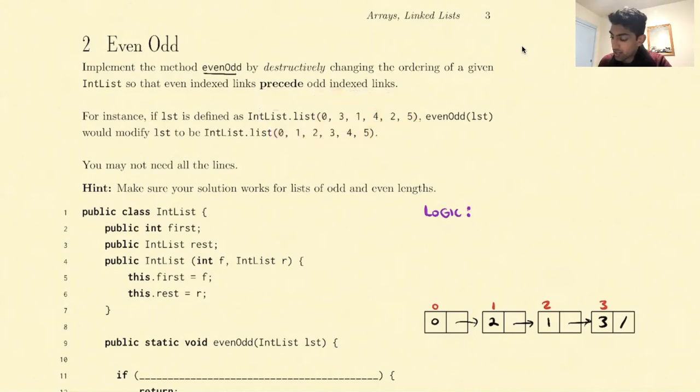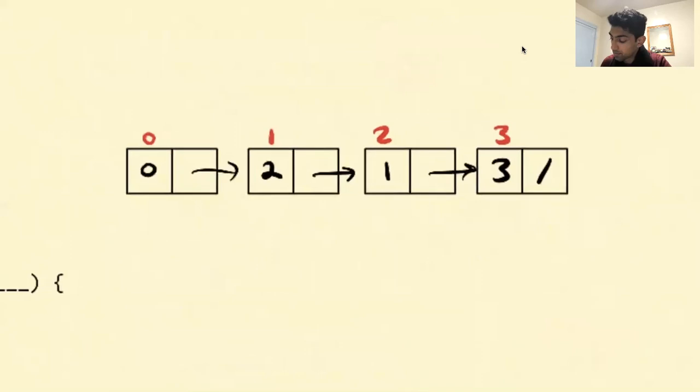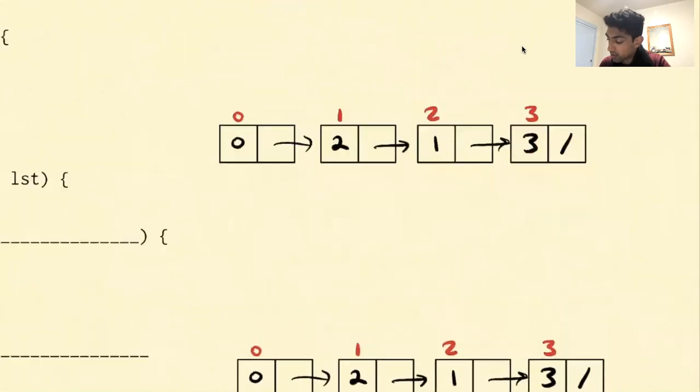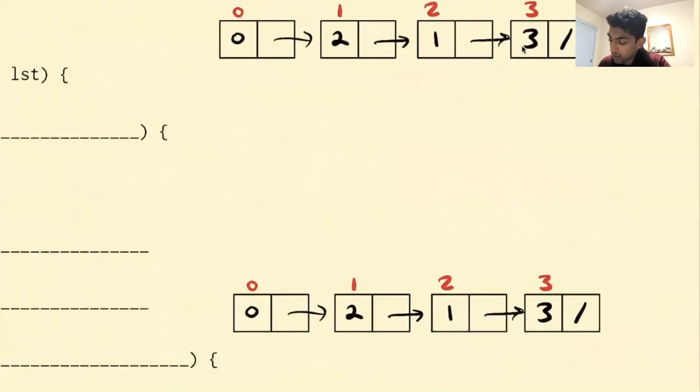And what's important to understand is that this function is also destructive. So what does a destructive linked list function entail? It means that instead of creating new linked list objects, we reassign the dot rest pointers, right? So in terms of a quick example, if we're given the linked list 0, 2, 1, 3, our end result should be reassigning the pointers.